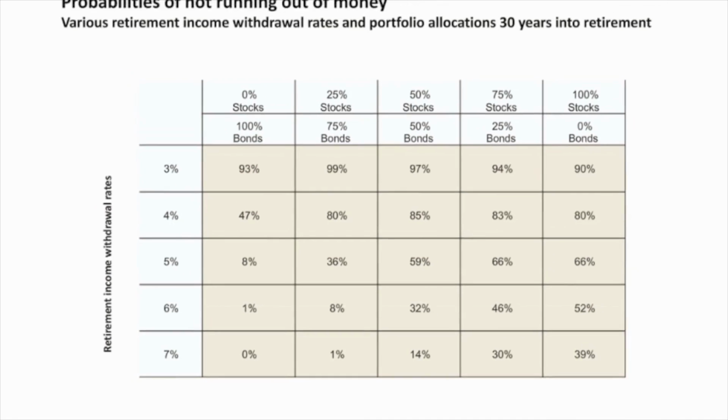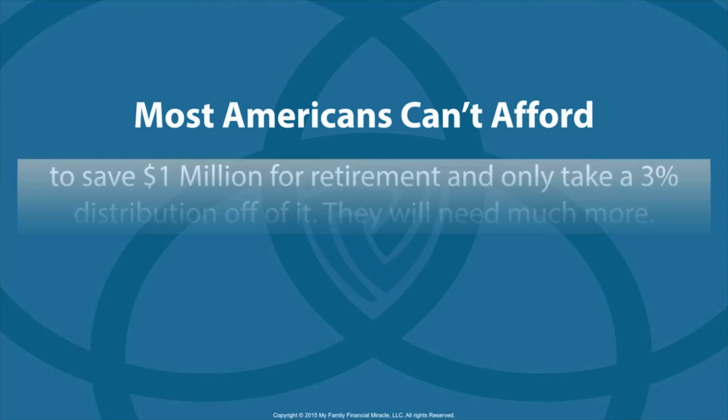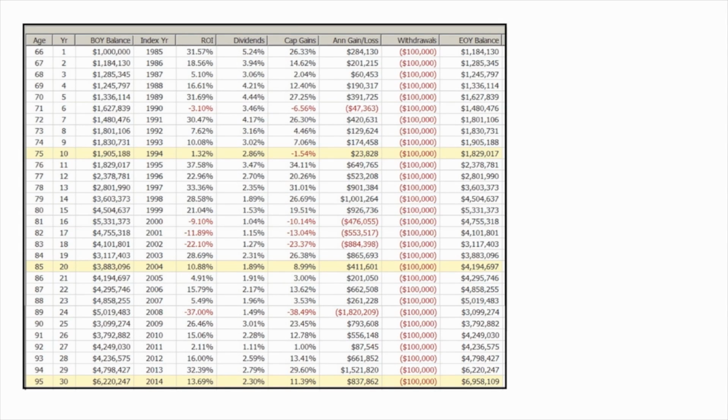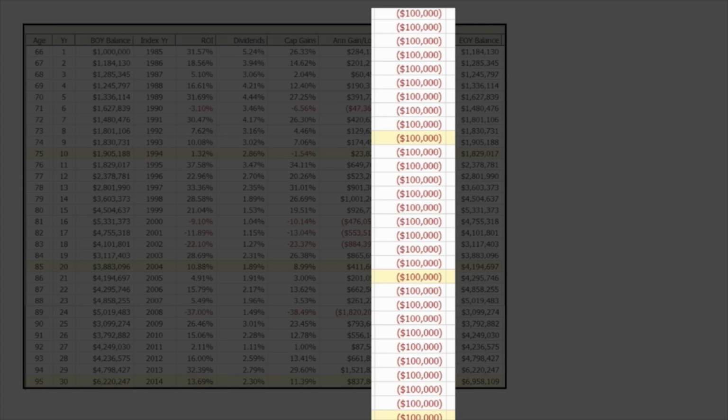Today, bond rates are near historical lows. The 4% rule is actually closer to 3% than 4% today. Most Americans can't afford to save $1 million for retirement and only take a 3% distribution off of it. They'll need more income than that just to maintain. Back to our sequence of returns conversation. We are looking at 1985 to 2014 historical data for the S&P 500 Total Return Index and trying to pull $100,000 per year off of this account.